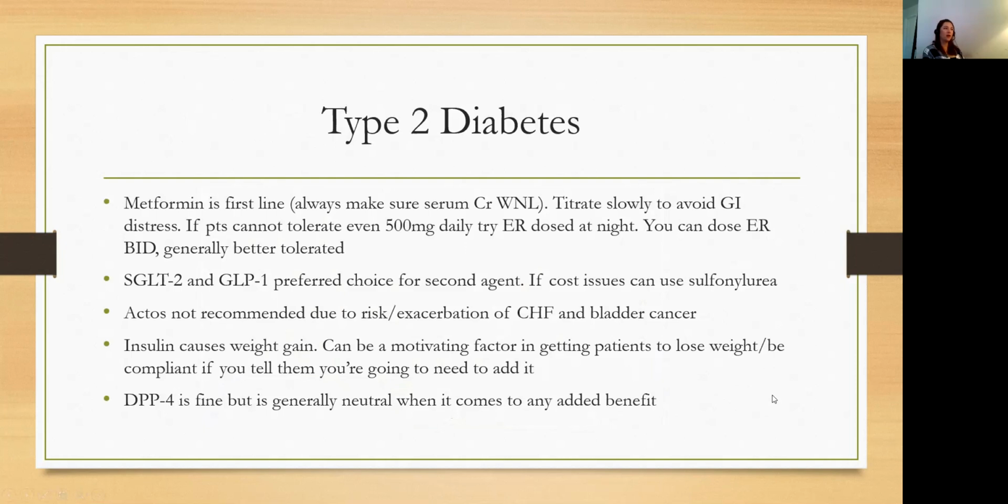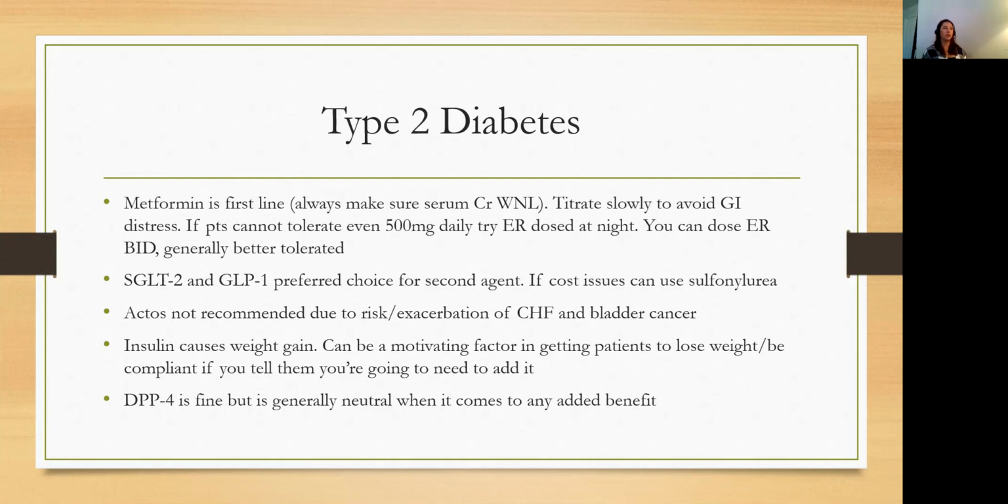Type 2, obviously most common. This is what we see all the time. Metformin is still the first line treatment for type 2 diabetes. If you're starting metformin, always make sure their creatinine is normal. So always check a BMP.